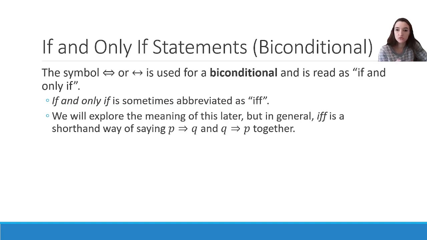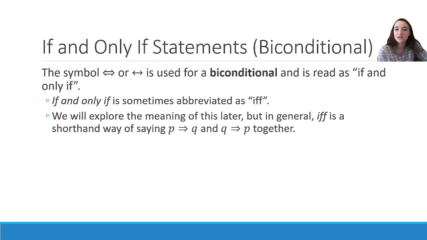So we use the symbol of an arrow going in two directions, right? Again, you may see it as a single line arrow or a double line arrow. Either way, they're the same thing. Sometimes we will shorten if and only if to IFF, which, yes, indeed, is read as "if." Mathematicians are weird sometimes.